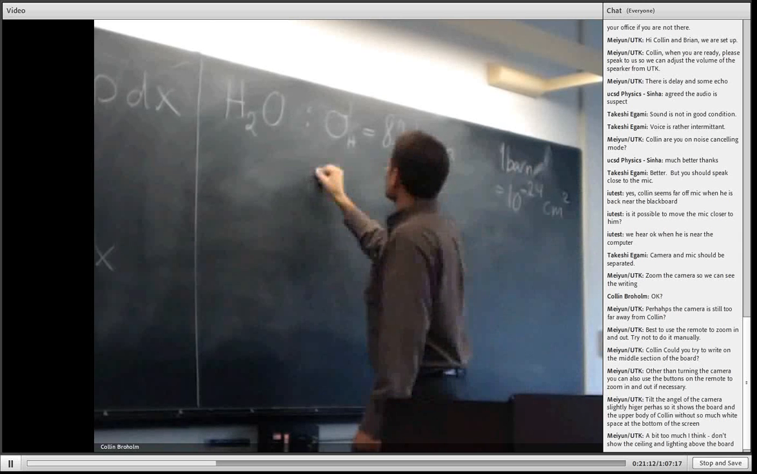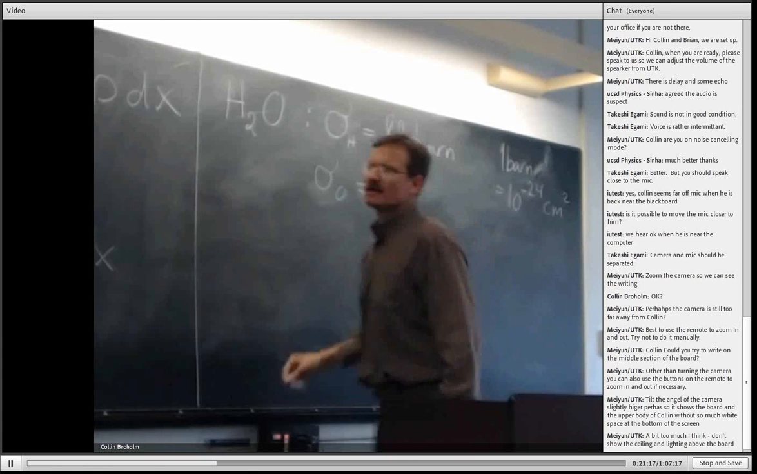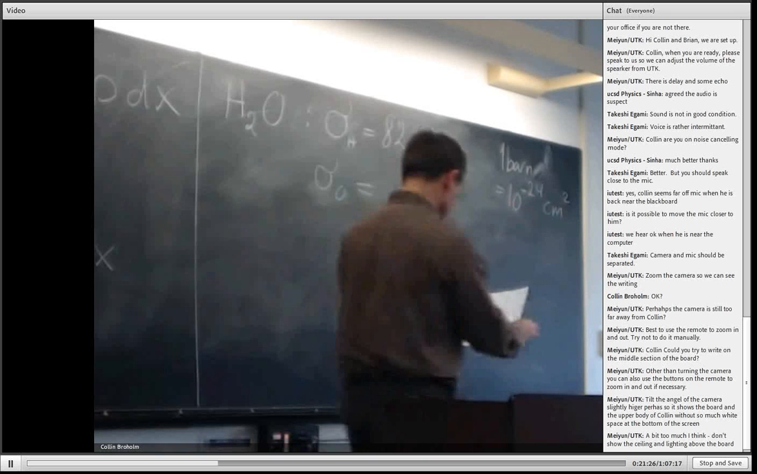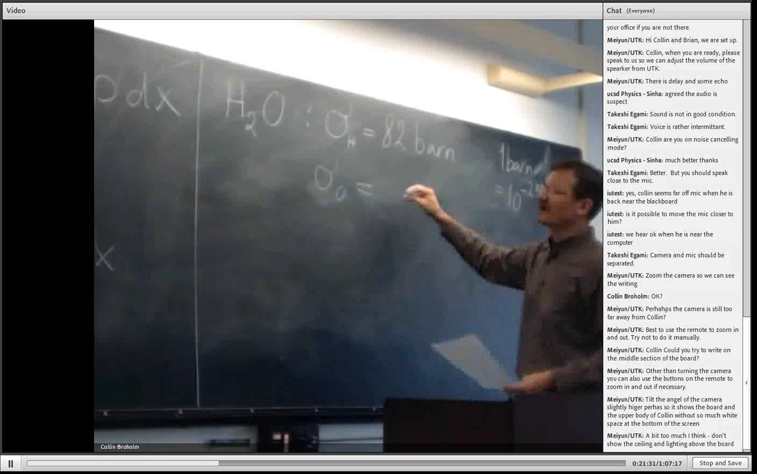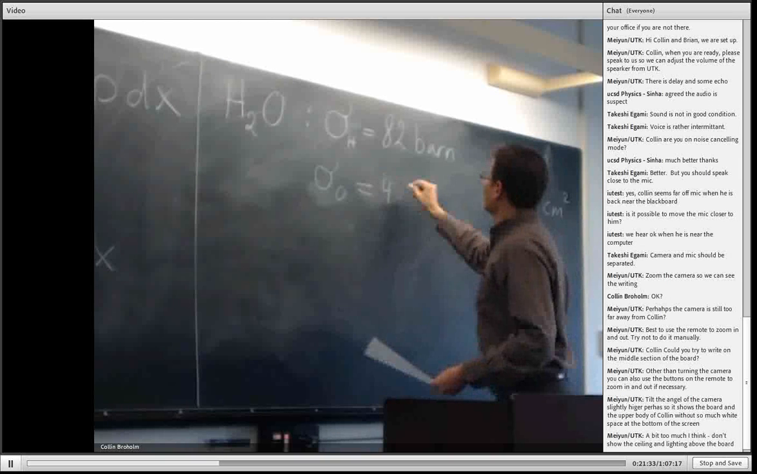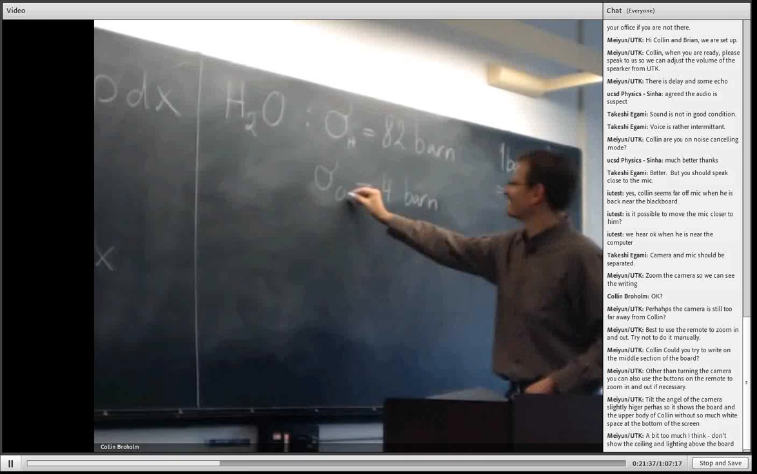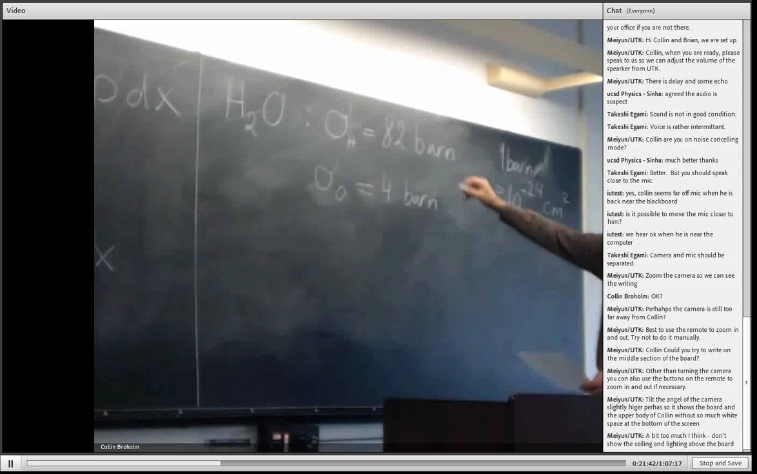Now for oxygen, the cross-section is a lot smaller. So much smaller that I didn't even actually write it up here. I think it's approximately 4 barn. So there you see how bad I am at that. So it's approximately 4 barn cross-section for oxygen. So we are really dominated by hydrogen in this case.